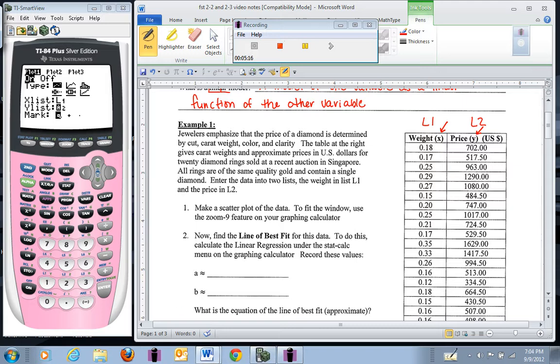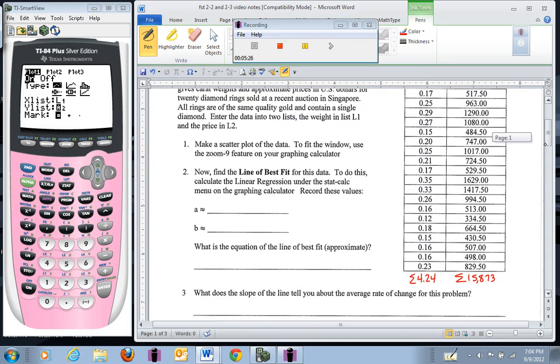You can scatter plot with either a little square, a plus, or a little dot. Doesn't really matter to me. If you have a preference for that mark, you can change it. So to fit this to the window, we're going to use the Zoom 9 feature. Remember, on histograms we couldn't use that, but on Box and Whiskers we could. And here's another example of where we can let the calculator choose the window for us. So we'll go ahead and go Zoom 9.